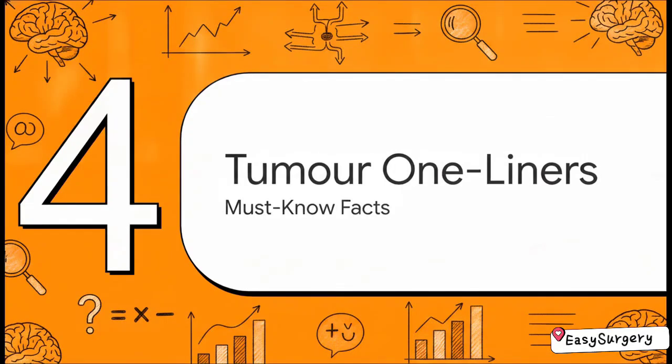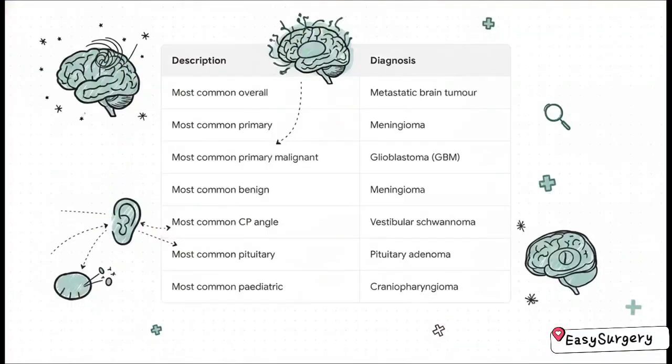Okay, Section 4, must-know tumor one-liners. Time for the absolute, non-negotiable, must-know one-liners. This is where statistical prevalence is literally everything. You need to pay extreme attention to the qualifiers here. Words like overall, primary, malignant, and benign. Do not let them trick you. Let's read through carefully. Description: most common brain tumor overall. Diagnosis: metastatic brain tumor. Description: most common primary brain tumor overall. Diagnosis: meningioma. See the difference?